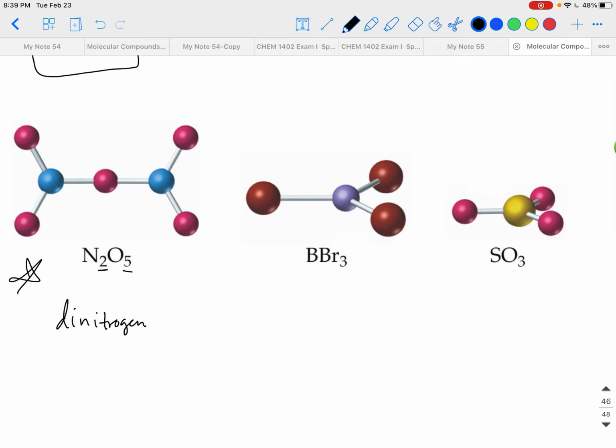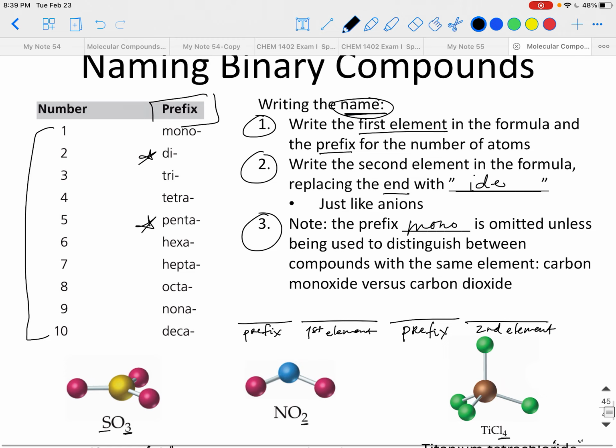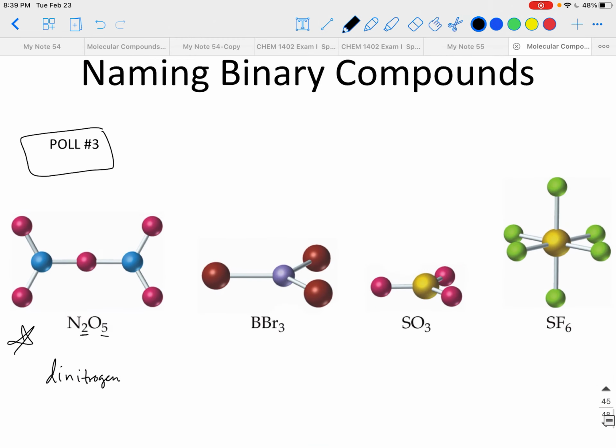And then what is the prefix for 5? Because we have 5 oxygens, and that's second. So go get the prefix for 5. That's penta. So dinitrogen.